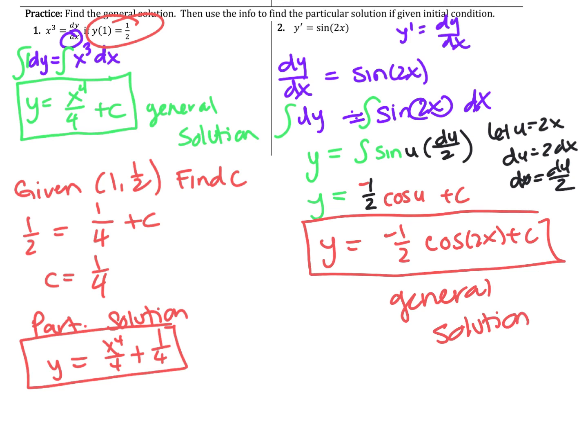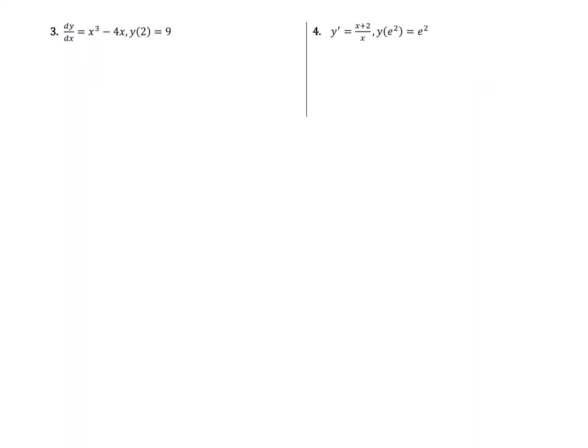So every solution to this differential equation is of this form, y equals -1/2 cosine of 2x plus c. All right, two more examples. You knew it was coming. I'm going to ask you to pause the video and try and work through these two examples on your own.